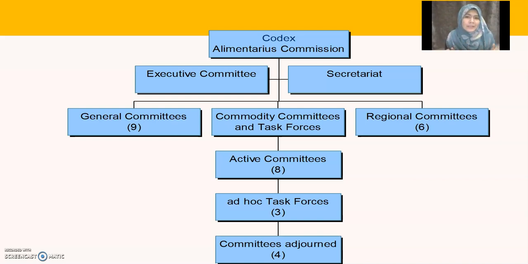The subsidiary bodies are divided into general subject committees, commodity committees, and regional committees. They have active committees, and sometimes they have an ad hoc task force, and sometimes also what we call a committee adjunct. And we will look at the role of each part of the level in this Codex Alimentarius Commission organization.